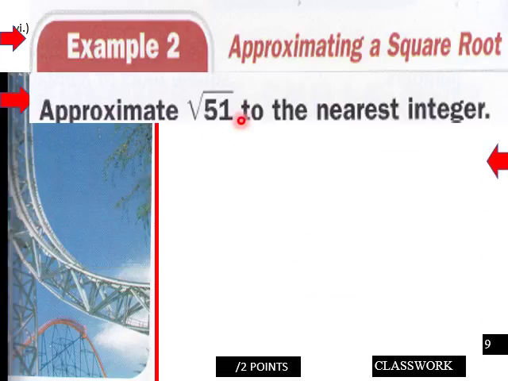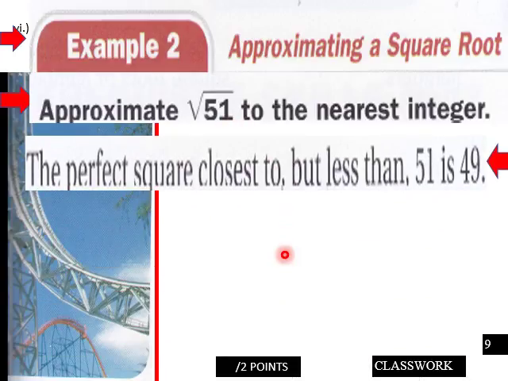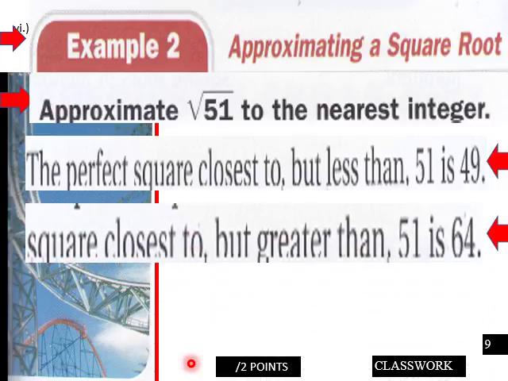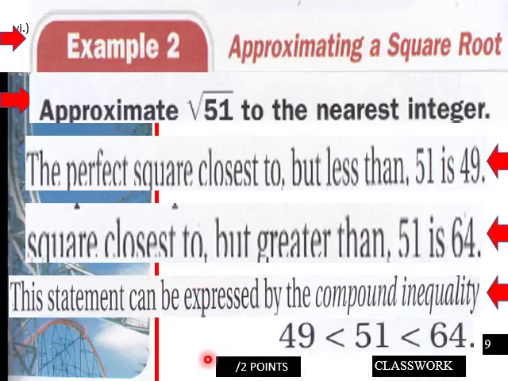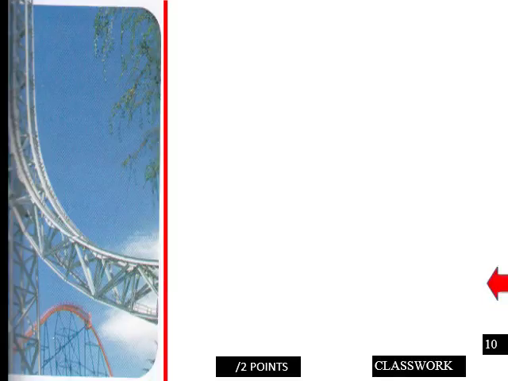Approximating the square root of 51 to the nearest integer. The nearest perfect square would be 49 to 51. 49, and then the next one would be 64. That'd be way above 51. So 64 would be way far away from 51. This statement can be expressed by this: 49 is less than 51 is less than 64.